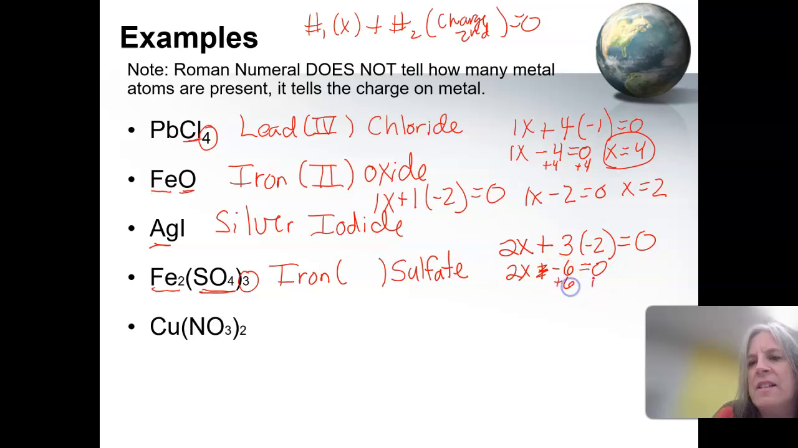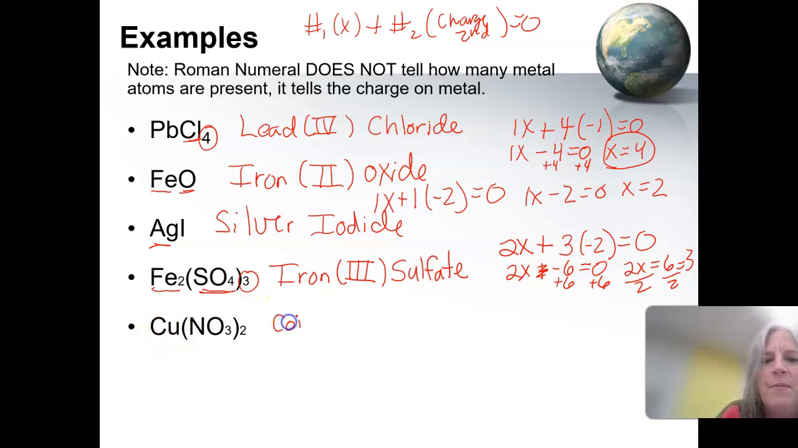All right, we got to add 6 to both sides. We get 2x is equal to 6. Divide both sides by 2, and we get that x equals 3. So this is 1, 2, 3. Boom. Iron 3 sulfate.